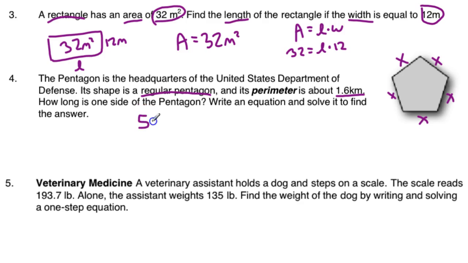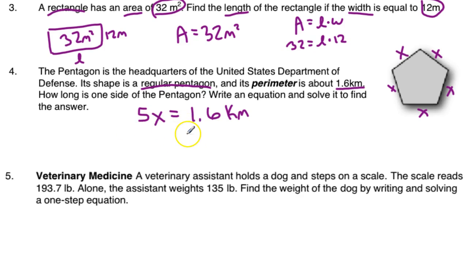So I can say 5x is equal to the perimeter, because 5x is the perimeter. The perimeter is also 1.6 kilometers. So this is the equation you need. How do you solve it? Well, this is 5 multiplied by x. You need to do the opposite or the inverse of multiply. All right, do that there and solve for x.